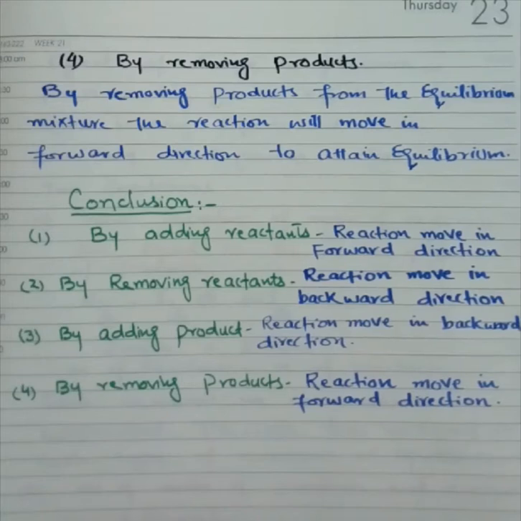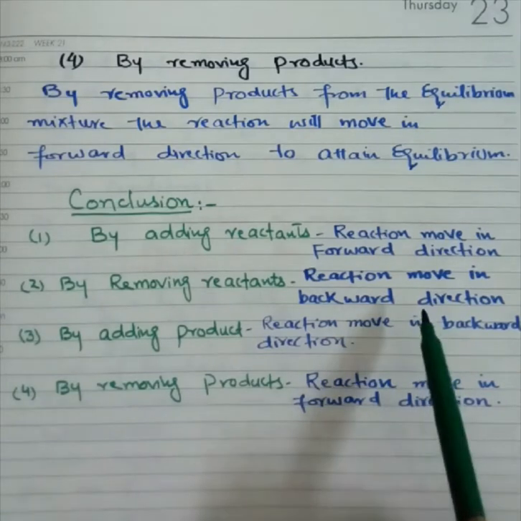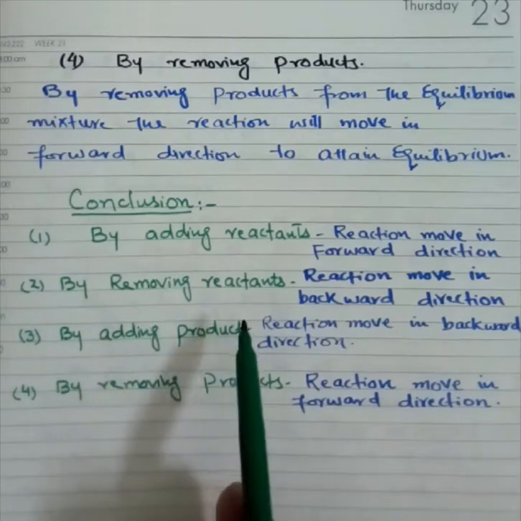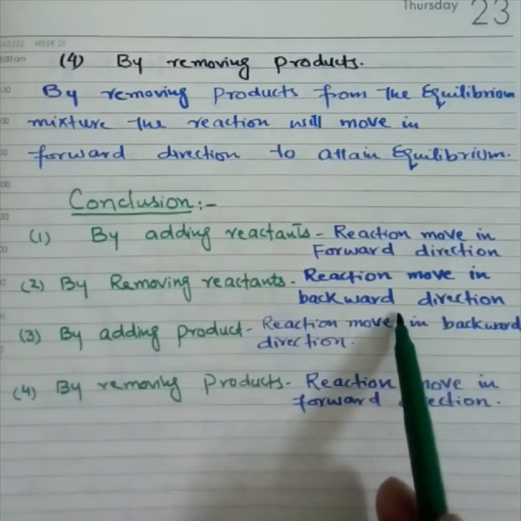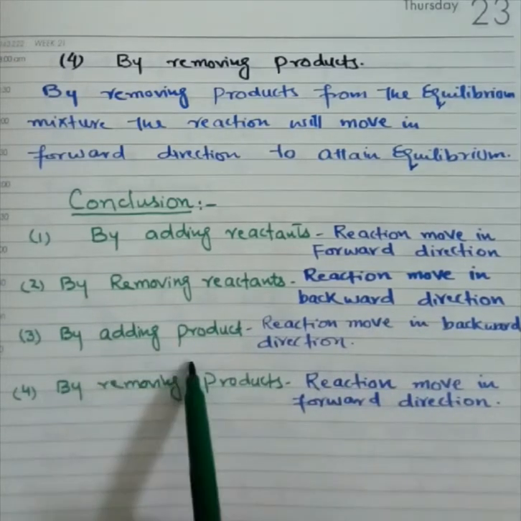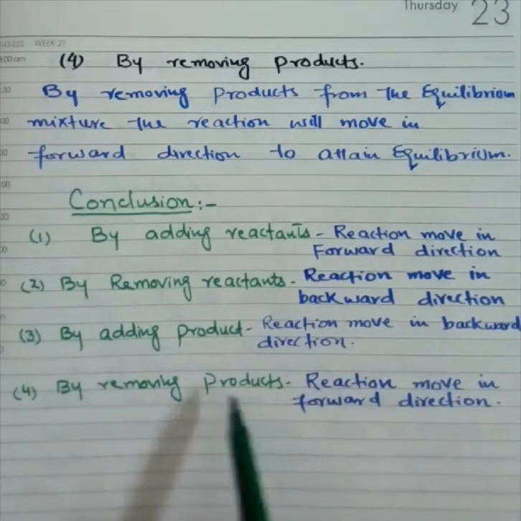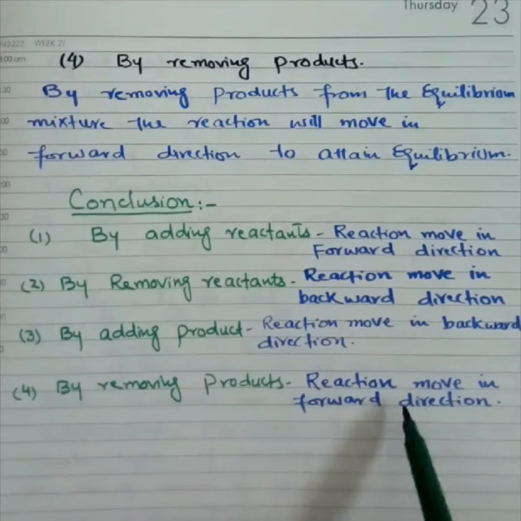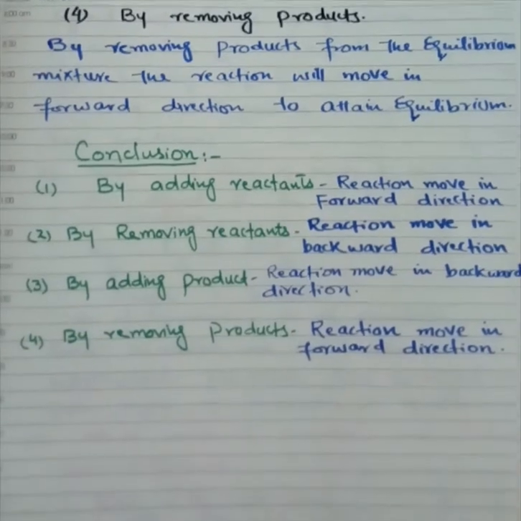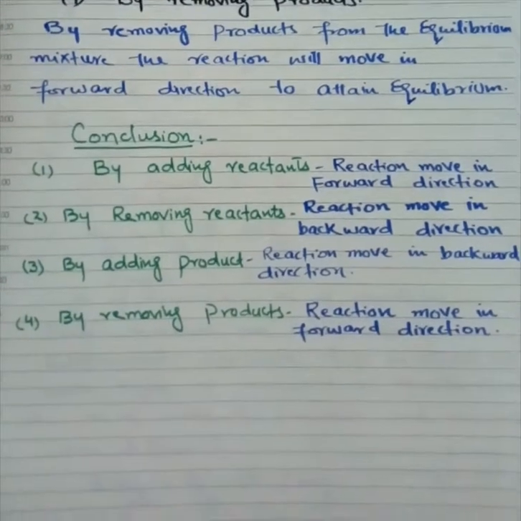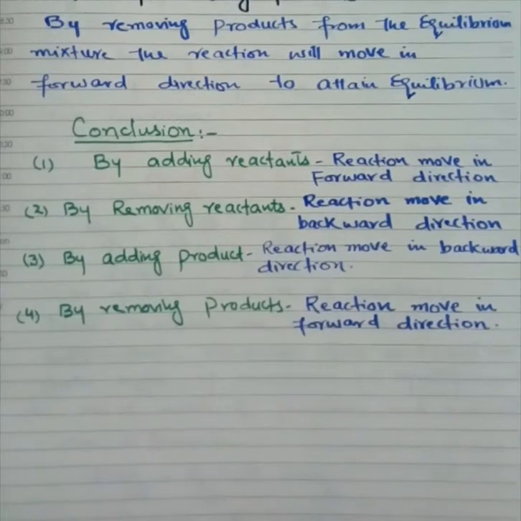In order to draw a summarized form from all these points: by adding reactants, the reaction will move in the forward direction. By removing reactants, the reaction will move in the backward direction. By adding products, the reaction will move in the backward direction, and by removing products, the reaction will move in the forward direction. Let's suppose I am again writing down the general reaction, and I am going to summarize all these 4 points in a single reaction.